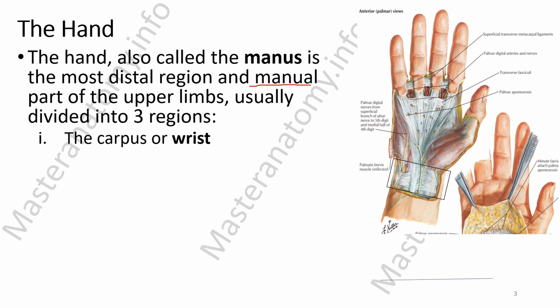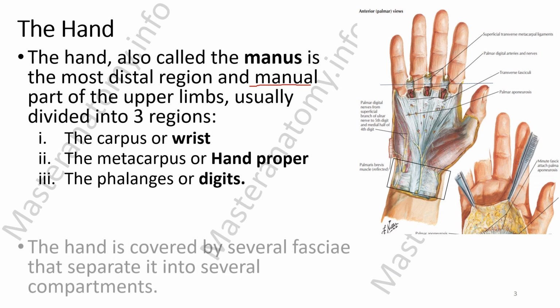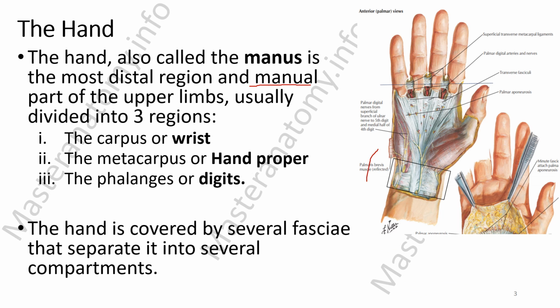It's usually divided into three parts. That is the carpus, the metacarpus, and the phalangeal region. So here is the carpus, metacarpus, and phalangeal region. So the hand is covered and compartmentalized by several fascia, which we'll discuss in the next slide.